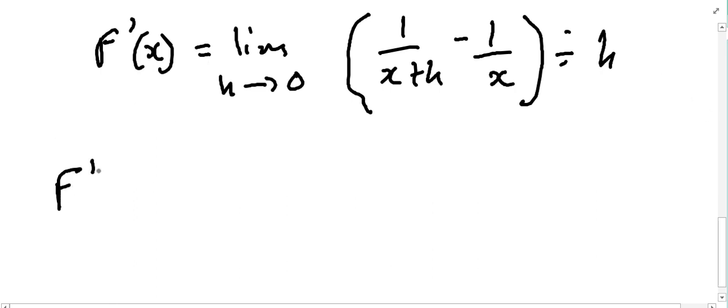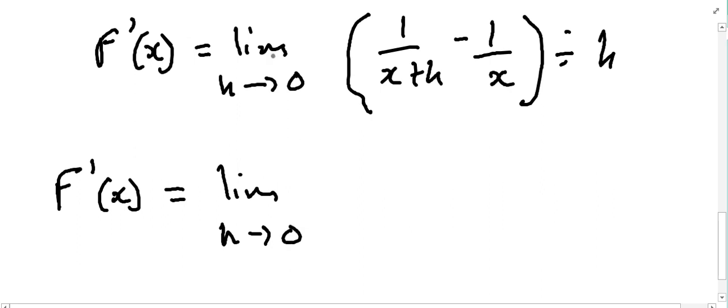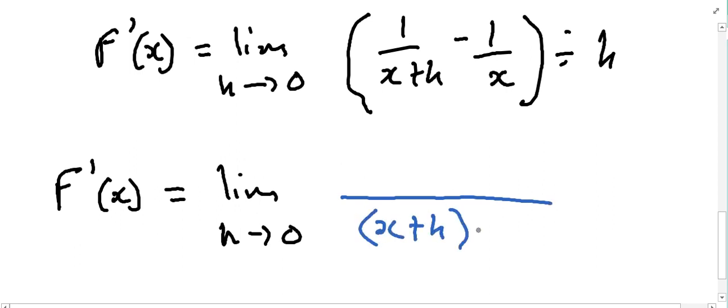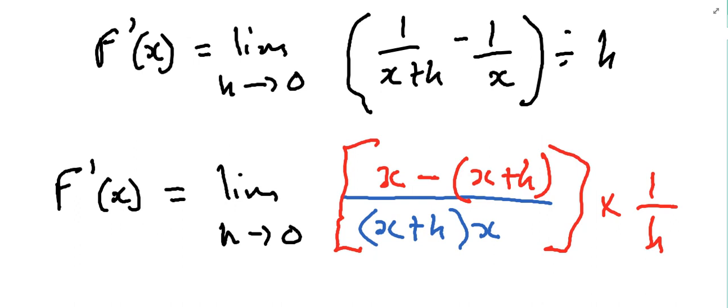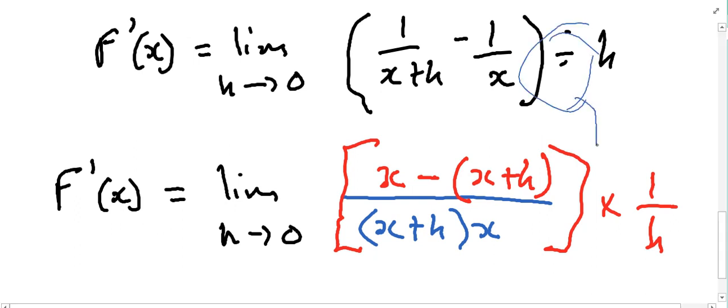So f prime of x, which is the same as dy/dx, is equal to lim as h approaches 0. At this point, we can find the common denominator. The common denominator is x plus h, and what? x. So this into that, it is that. You're going to have x, minus (x plus h), times 1 over h. When the division sign changes to multiplication, you're surely going to have the reciprocal of h.